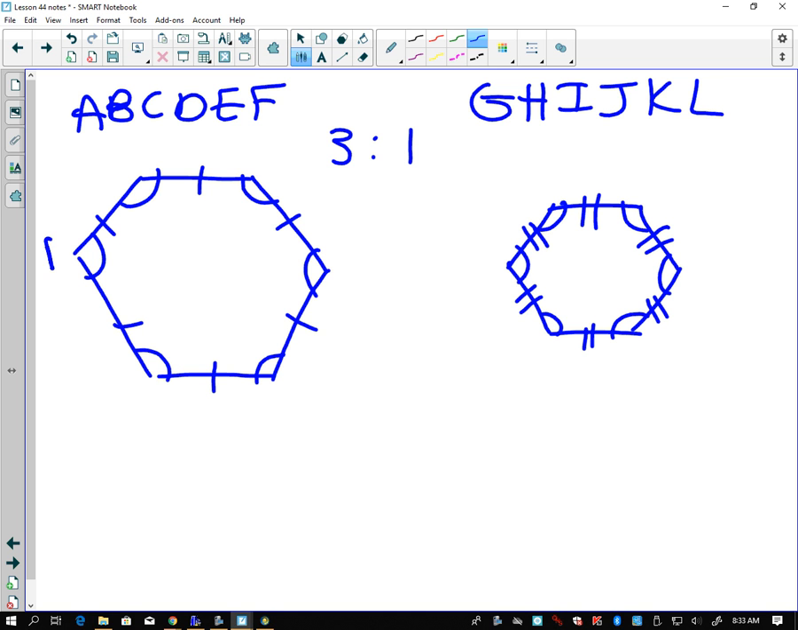So I'm going to label this ABCDEF. They say that this side is 7, right? And what's the question asking us to do? Find the perimeter of what? GHIJKL. So we want to find this perimeter over here.